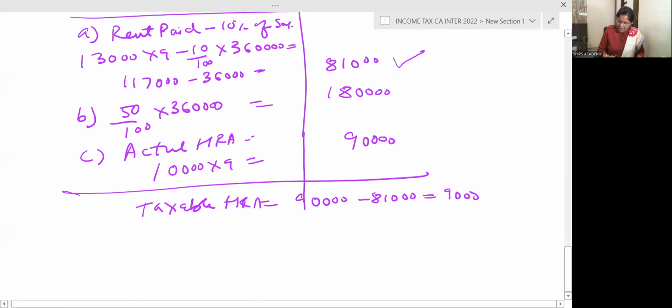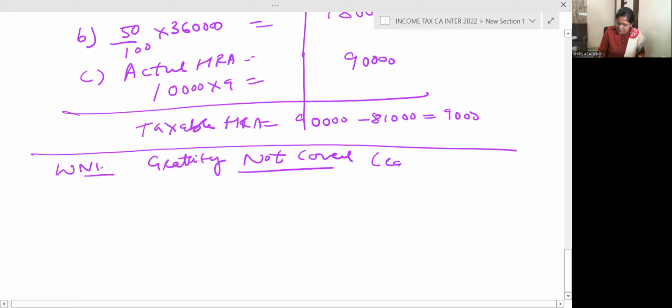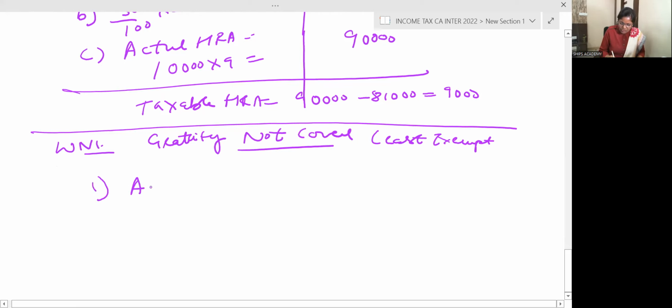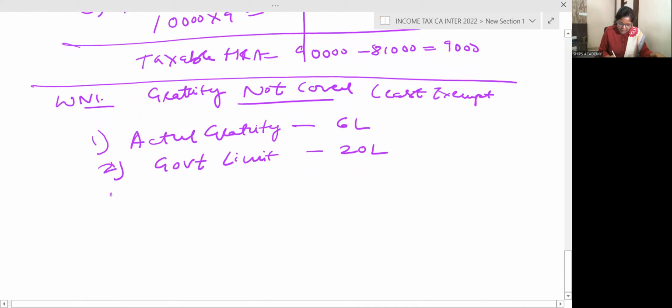Now let us go for gratuity. Working note 2. Gratuity not covered under the Act. The least is exempt. First one, actual gratuity. How much gratuity did you get? 6 lakhs. Second, what is the government limit for gratuity? 20 lakhs. He has never taken gratuity in earlier years.